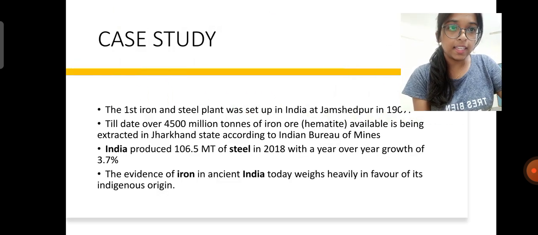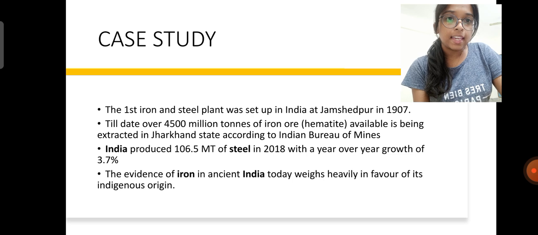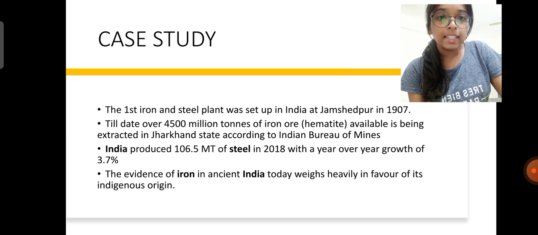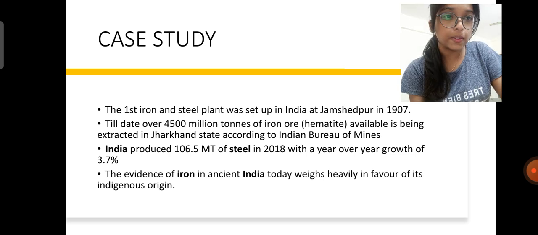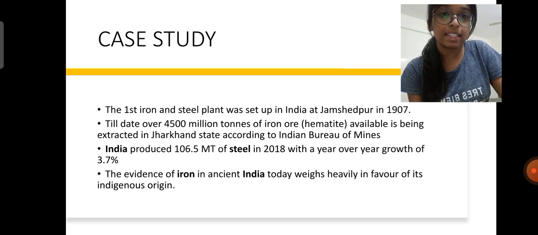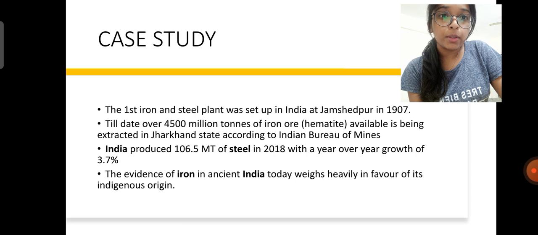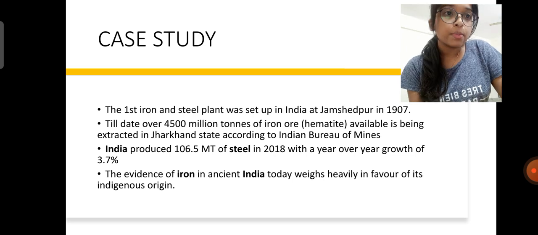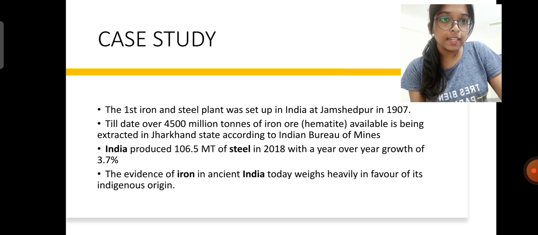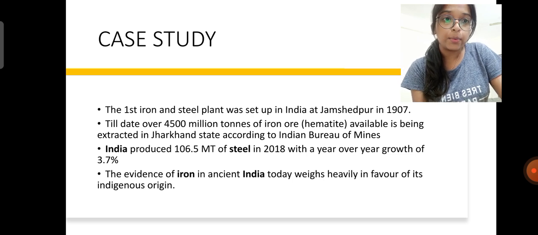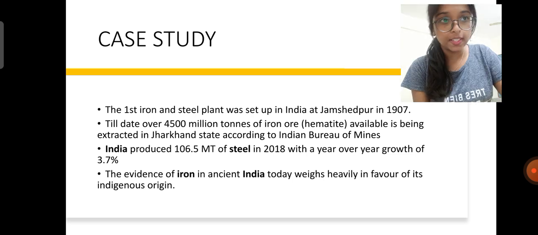If we come to the case study, the first iron and steel plant in India was set up at Jamshedpur in 1907. Till date, over 4,500 million tons of iron ore, also called hematite, is being extracted in Jharkhand state according to the Indian Bureau of Mines. India produced around 106.5 MT of steel in 2018 with a year-over-year growth of 3.7%. The evidence of iron in ancient India weighs heavily in favor of two indigenous origins.